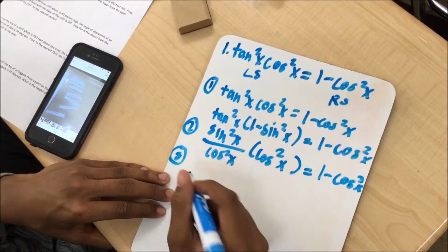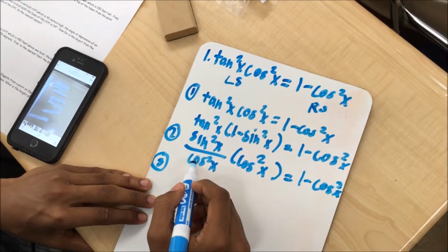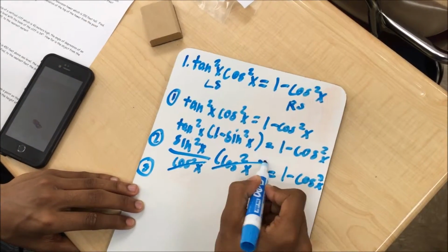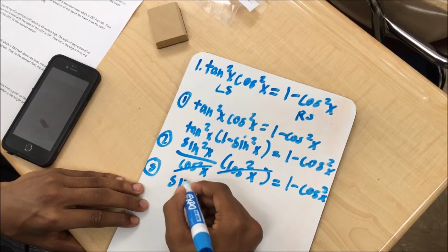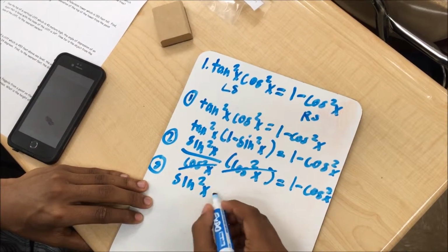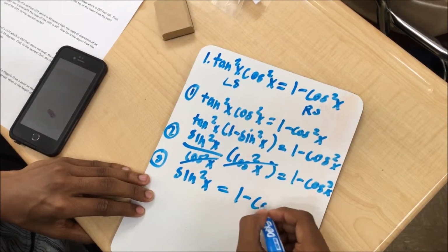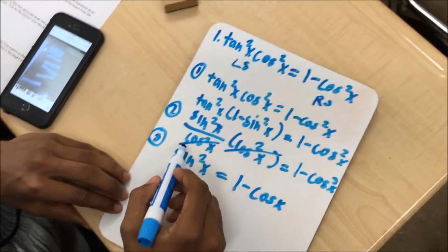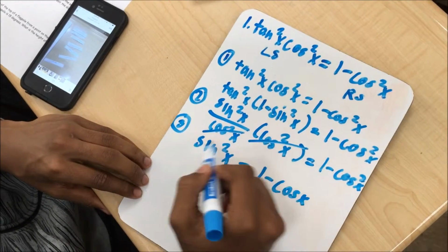Step number 3. Now we can cancel out these two. We can cancel out that, and that leaves us with sin²x equals 1 minus cos²x. So all we did was cancel these two out.